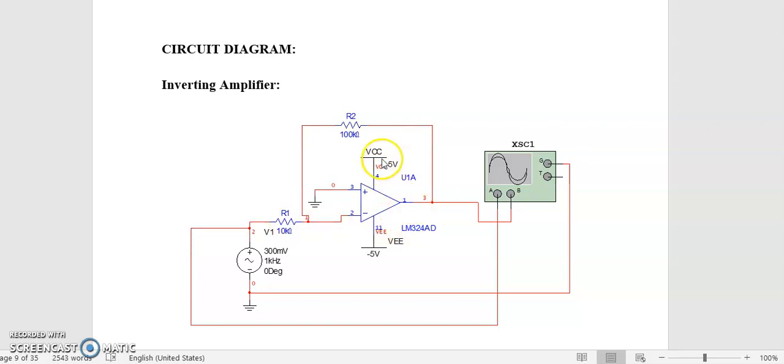Pin 4 is connected to plus VCC, and pin 11 is connected to minus VCC, plus 5 volts and minus 5 volts. Our input resistance value is 1 kilo ohm, and feedback resistance value is 10 kilo ohm. After that we are going to change the feedback resistance value from 10 kilo ohm to 22 kilo ohm, 33 kilo ohm, like that as per our requirement. Let me connect this in Multisim software.